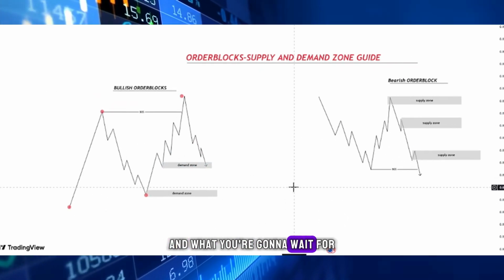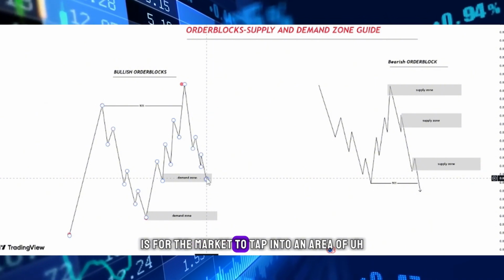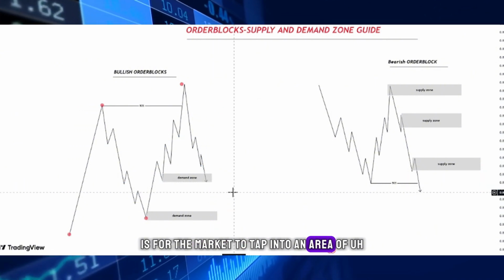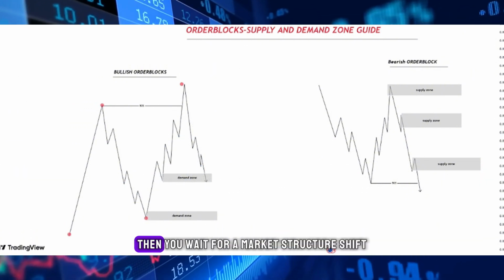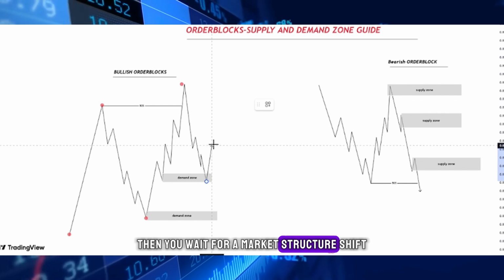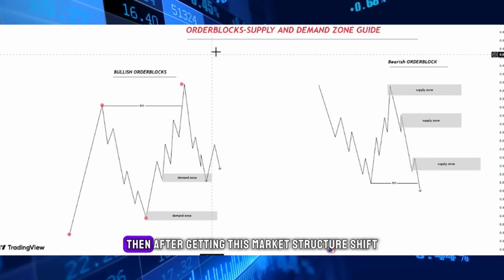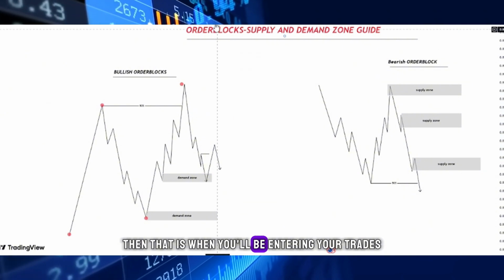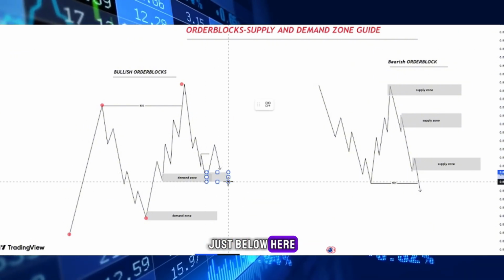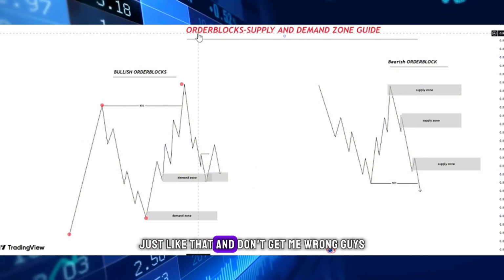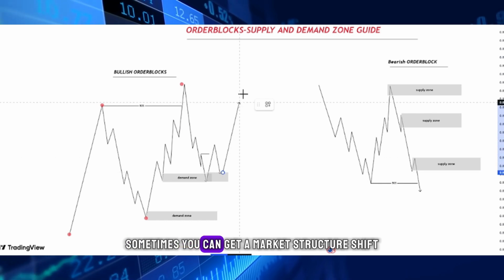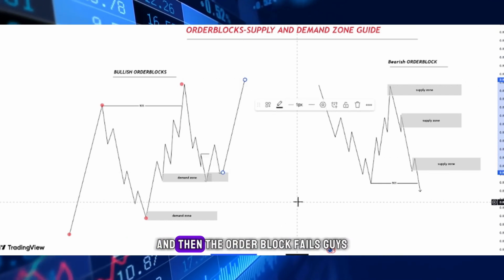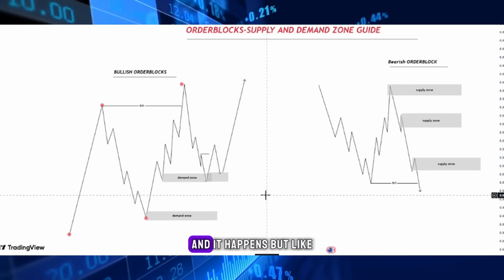And what you're gonna wait for is for the market to tap into an area of your order block. Then you wait for a market structure shift, just like this. Then after getting this market structure shift, that is when you'll be entering your trades just below here, just like that. And don't get me wrong, guys, sometimes you can get a market structure shift and then the order block fails, guys, and it happens.